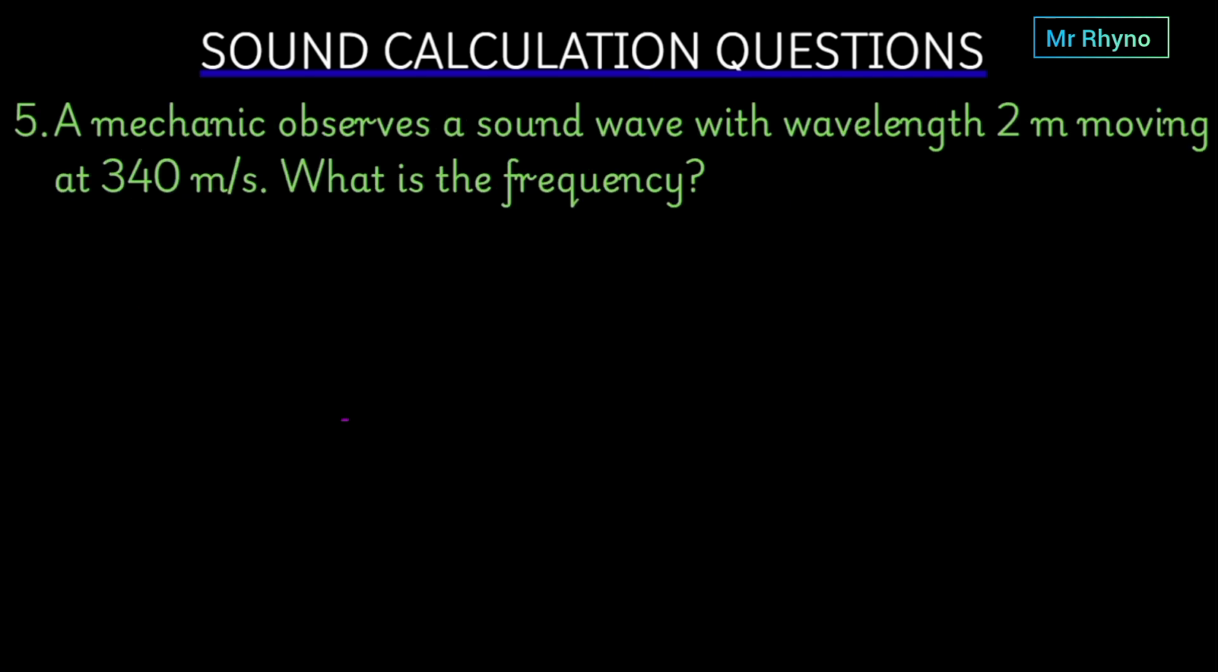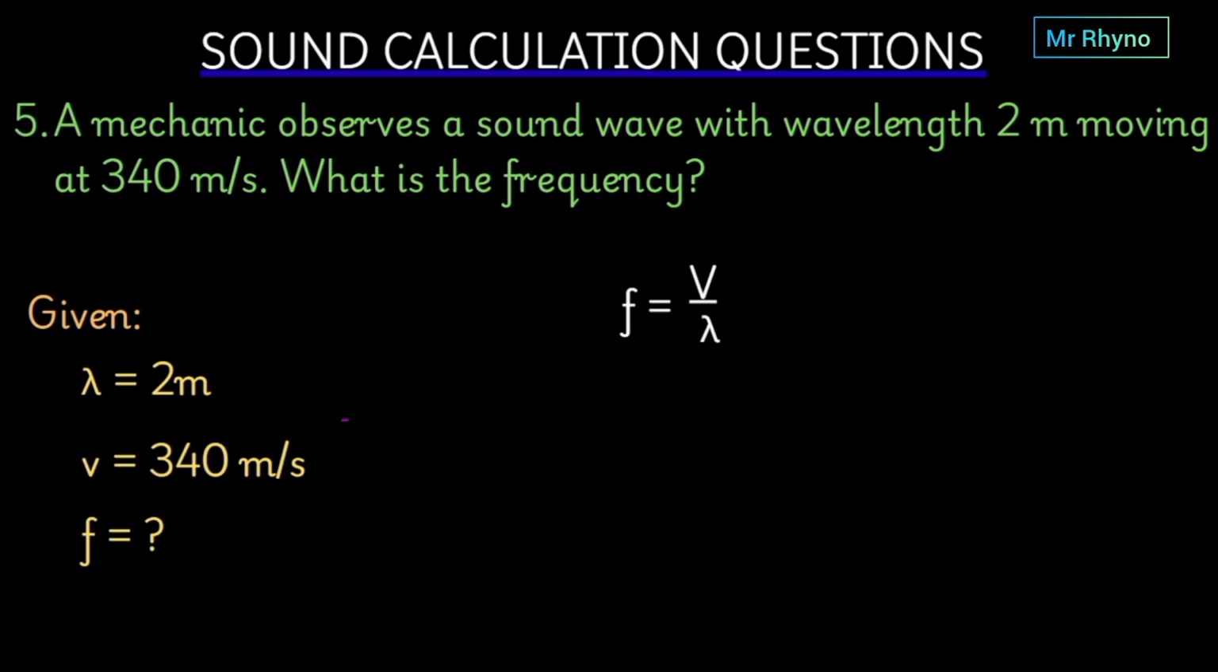Question 5. A mechanic observes a sound wave with a wavelength of 2 meters moving at 340 meters per second. What is the frequency? Our wavelength lambda is 2 meters. Our speed v is 340 meters. We need the frequency. The frequency is given by v over lambda and that is equal to 340 divided by 2 and that gives us the frequency as 170 Hz.